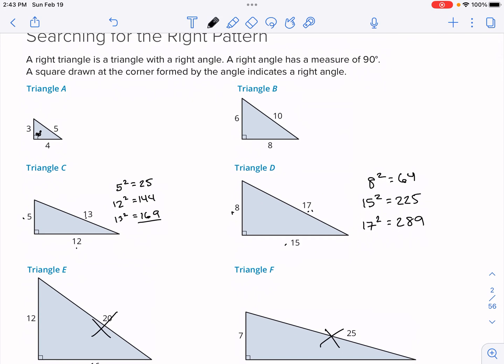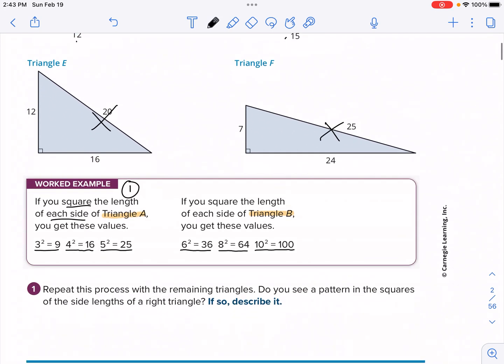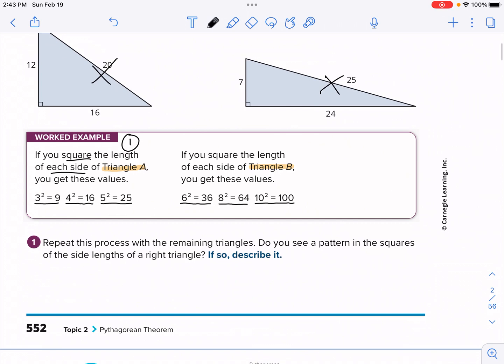So there's some type of pattern that we're looking for between these triangles and the first two triangles in the worked example. Number 1 says repeat the process we did. Do you see a pattern in the squares of the side lengths of a right triangle? And if so, describe it. I'd recommend you pause the video here, see if you can notice any patterns in what we've done so far, and then continue the video. We're going to debrief this soon.